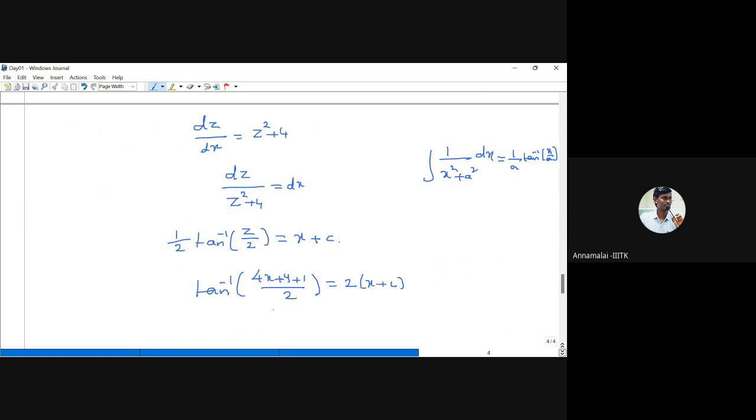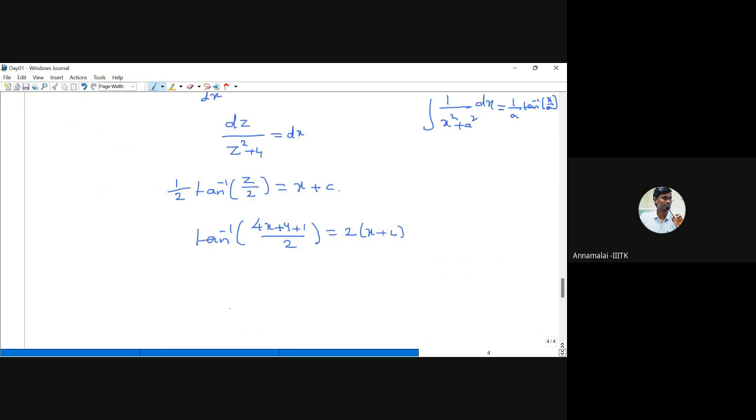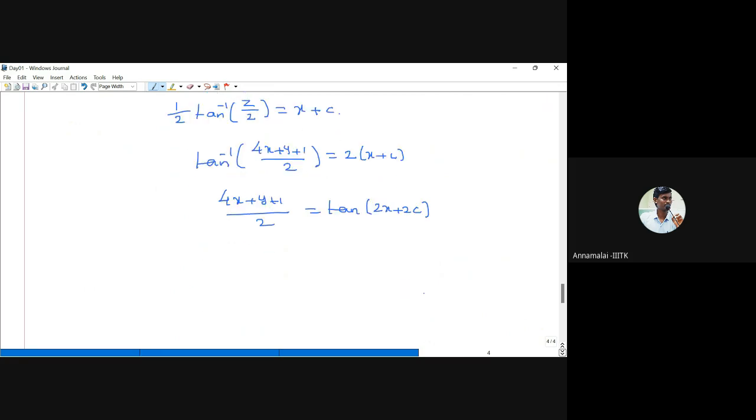If you want y, you can apply tan on both sides. The tan inverse cancels, and we can write the solution. Otherwise, you can stop here. Suppose you want, you can apply tan on both sides. We get (4x plus y plus 1) by 2 equal to tan of, multiplying 2 inside, 2x plus 2c. If you want, you can multiply the 2 also. Therefore, we get 4x plus y plus 1 equal to 2 times tan of (2x plus 2c). So this is the required solution.